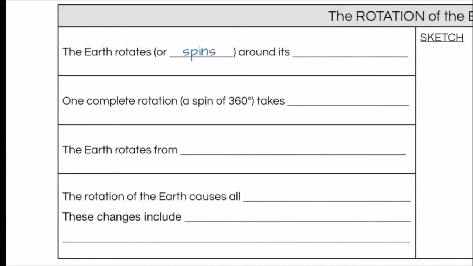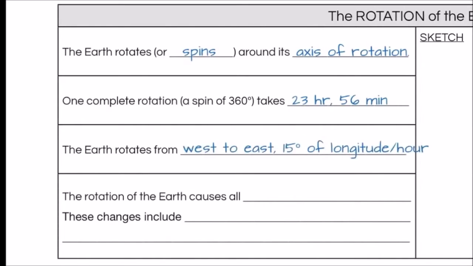So the Earth rotates or spins around its axis of rotation. Now the axis of rotation is this imaginary line from the North Pole to the South Pole around which we spin. One complete rotation takes 23 hours, 56 minutes, and 4 seconds. But you could leave off the 4 seconds. Essentially, one rotation is 1 day. Now, if you were to look at the Earth from the side, at the equator, it rotates from west to east, and it spins at a rate of 15 degrees of longitude per hour. That is 360 degrees divided by 24 hours, giving you 15 degrees per hour.